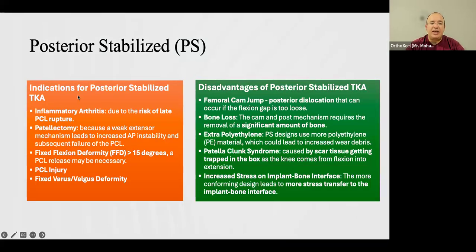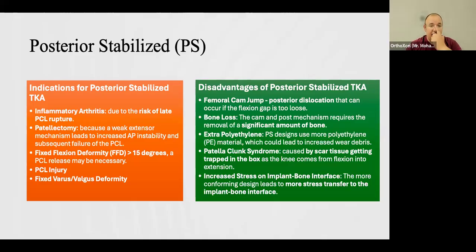Indication for BS, as we agreed, inflammatory arthritis means I'm at risk of losing my BCL, and even if the BCL is there, it will be very slim, easily stretchable, easily ruptured. So I cannot trust the BCL to do the job. So I have to go from CR to a BS in a rheumatoid knee. If I have patellectomy, there is a weak extensor, there is nothing anterior, no anterior strut, no anterior support. So I need something to do the job of the patella and the quadriceps. So I need a BS to control the anteroposterior stability. As I told you, if the patient has a big fixed flexion deformity, to get this knee to full extension, I need to release a lot posteriorly.